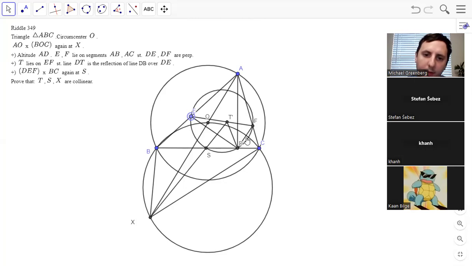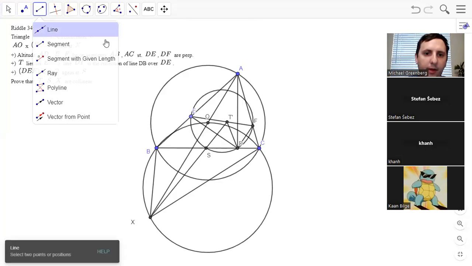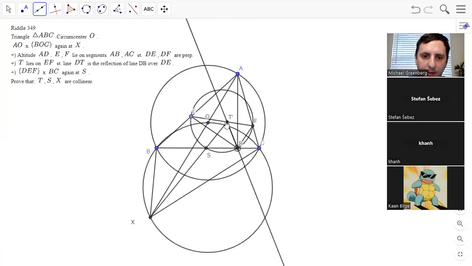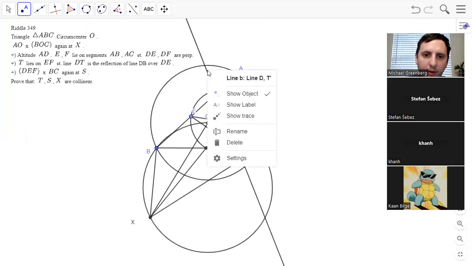I mean, we want to show that we have a harmonic bundle, right? We want to show that DT prime, DE, DB, and DF is harmonic. So can we project that? Basically, if you let DT prime meet the circle again, then we want to show EFSG is harmonic.